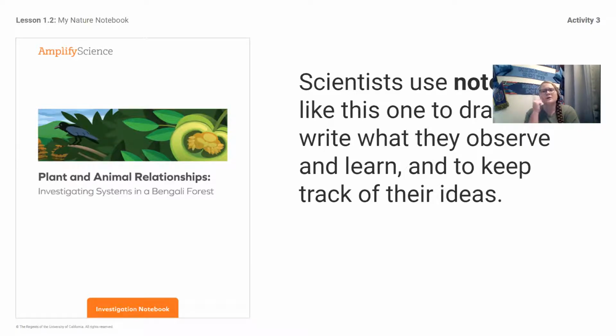Let's remember what the word observe means. I'll give you a minute to think. Observe means to look at your surroundings, and we use our senses to look, smell, hear, feel our surroundings and study it. So you're going to write down at least 3 ways this child observed her forest habitat in her backyard.